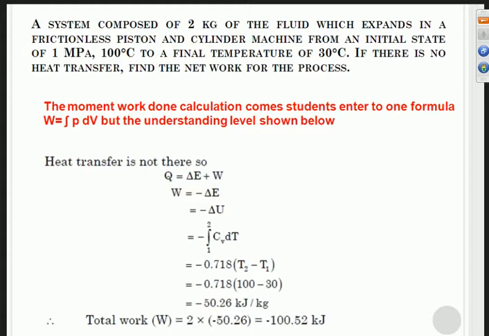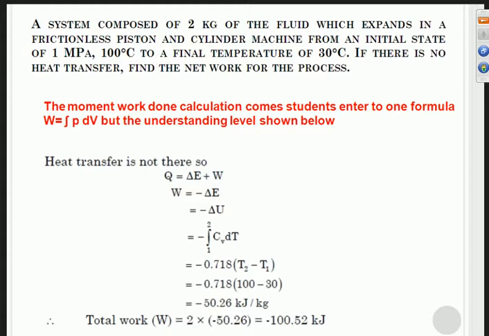This is where the students have to understand the meaning of internal energy. That means applying the formula also stands under the understanding level. W is equal to minus integral 1 to 2 Cv dT. You know the Cv value 0.718, and T1, T2 are in the given data, 100 minus 30. Collectively you will get minus 50.26 kilojoules per kg. This system is composed of 2 kg of matter, so if you multiply for the total work, you will get minus 100.52 kilojoules.